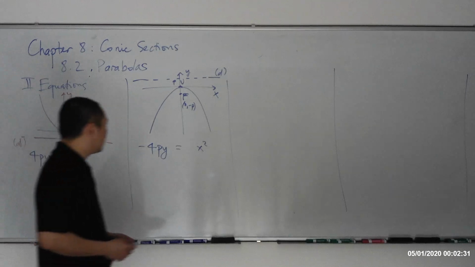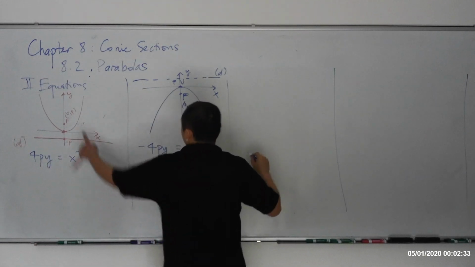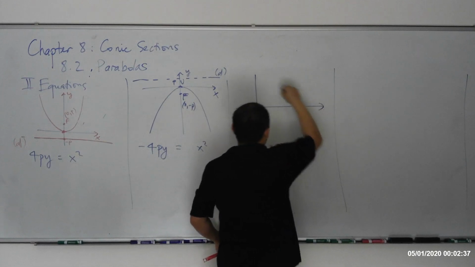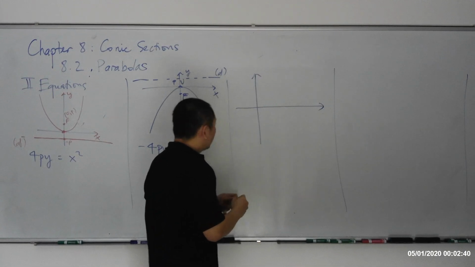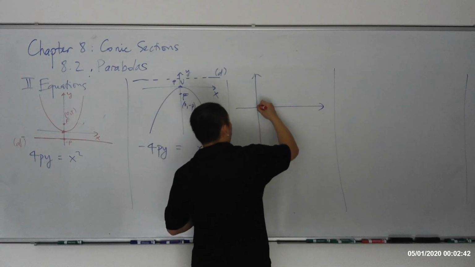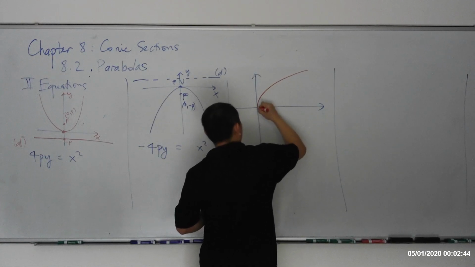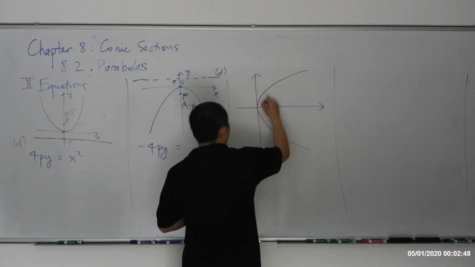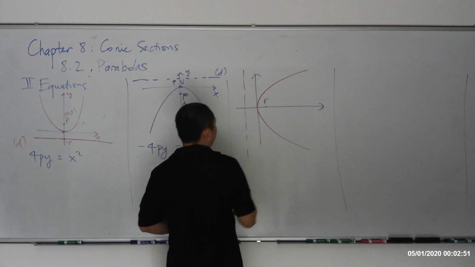And then the third one. This one opens up, this one opens down. Now I'm going to show you another one that opens to the right. A parabola this way. So the focus now is going to be on the right. The directrix is going to be on the left.